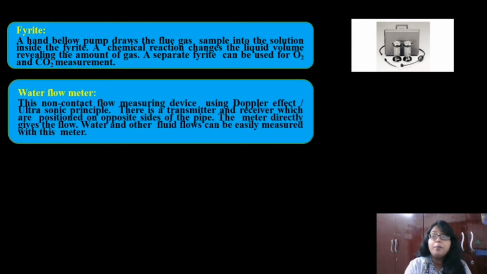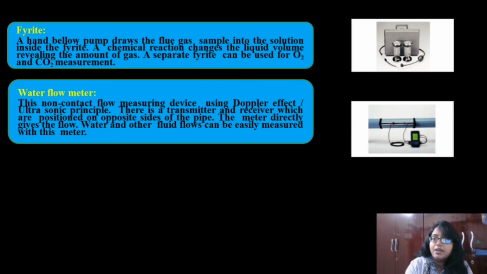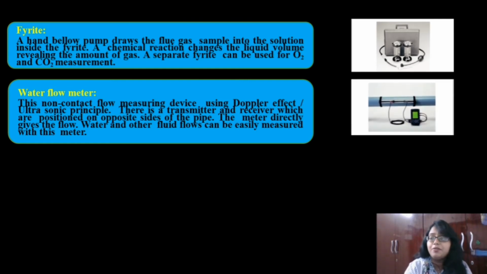Then water flow meter. Now you have to find out what the flow rate is. In this pipe, for example, you find a meter over here. It could be used with the Doppler effect, ultrasonic principles. What does it do?